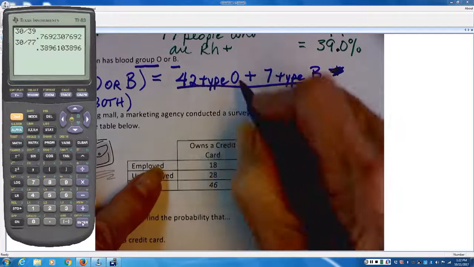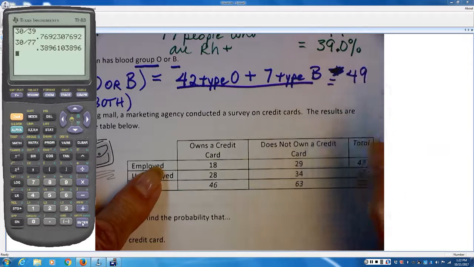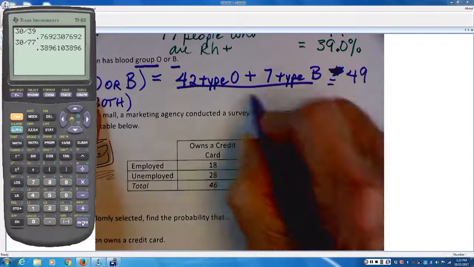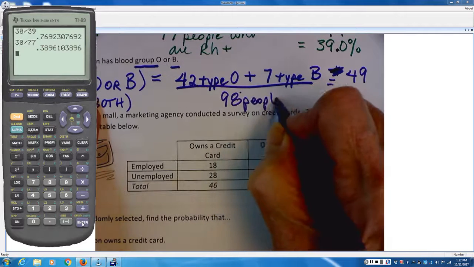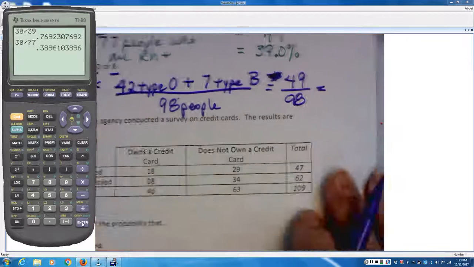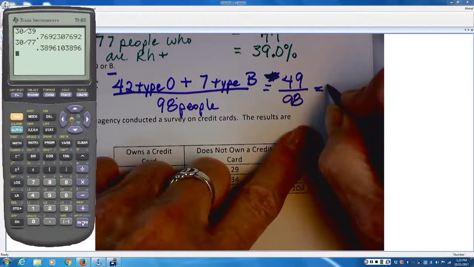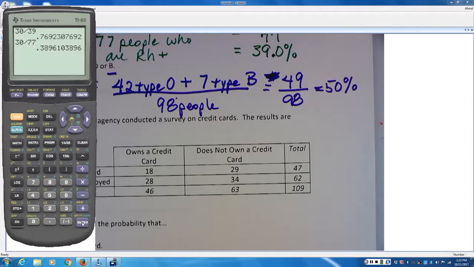So 42 plus 7 is 49. And this is out of the whole entire group, so that's over 98 people. And that actually turns out to be 50%. Exactly. That one comes out even. Okay?